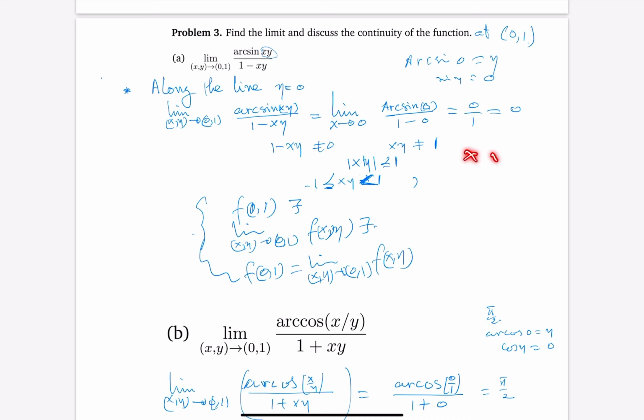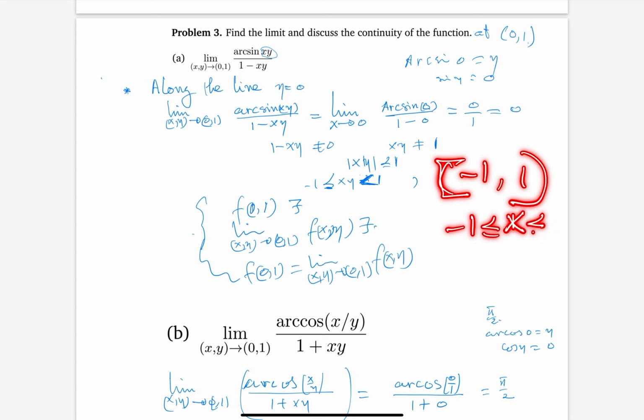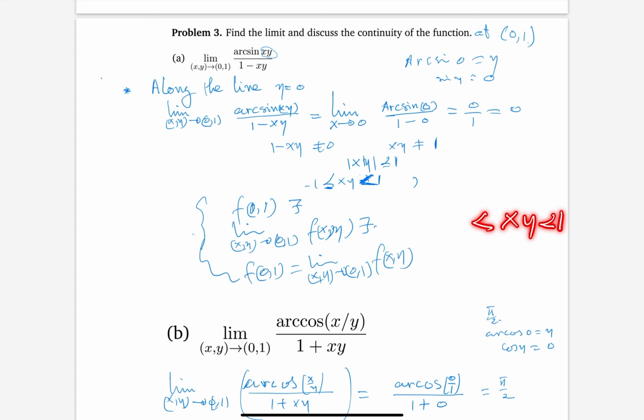If x and y is 1, then the function is not defined. Then 1 has to be excluded from the domain. So the domain should be -1 and 1 excluded. Or you can write -1 less than or equal to x and y, less than or equal to 1. You can write it like this if you want. So you keep going. That's the definition for the limit.